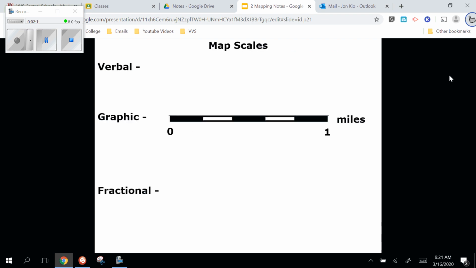All right, scales. We have 3 basic types of map scales. We have what's called a verbal scale, verbal because you say what the relationship is: 1 centimeter is equal to 4 kilometers. We can actually write it as an equation. It's still a verbal scale, but we still say it the same way. 1 centimeter is equal to 4 kilometers.